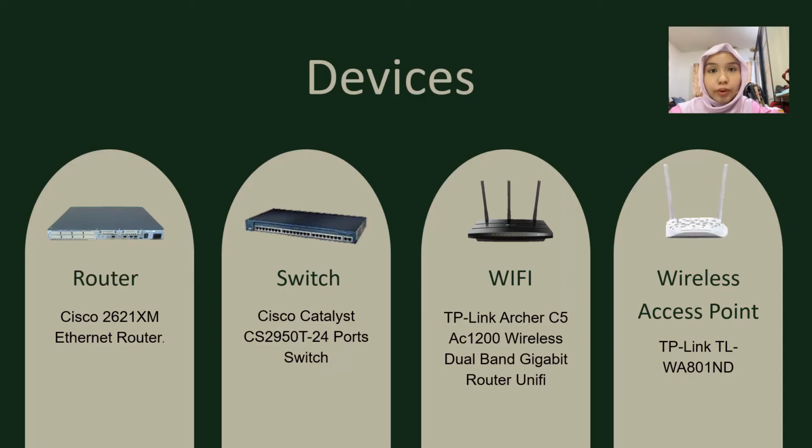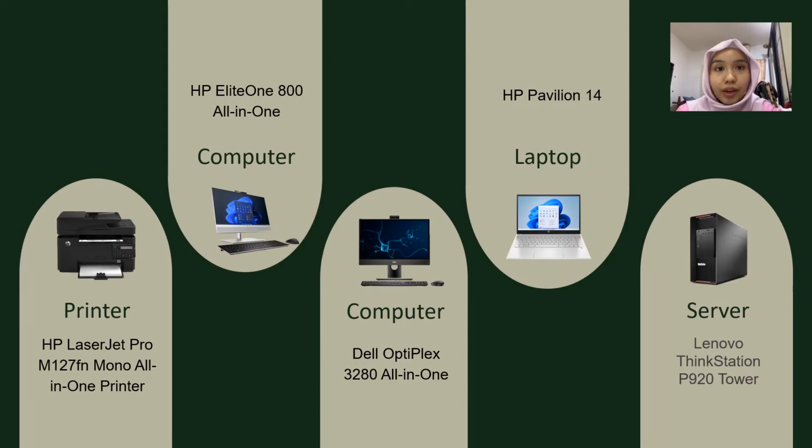Now I'm going to be showing you the devices that we have used to set up our network. First of all, we have our router, Cisco 2621XM, our Ethernet router. We also use a switch, which is our 24-port switch, our Wi-Fi, which is a TP-Link Archer, and finally our wireless access point. And then we have 2 computers, 1 laptop, and an all-in-one printer.